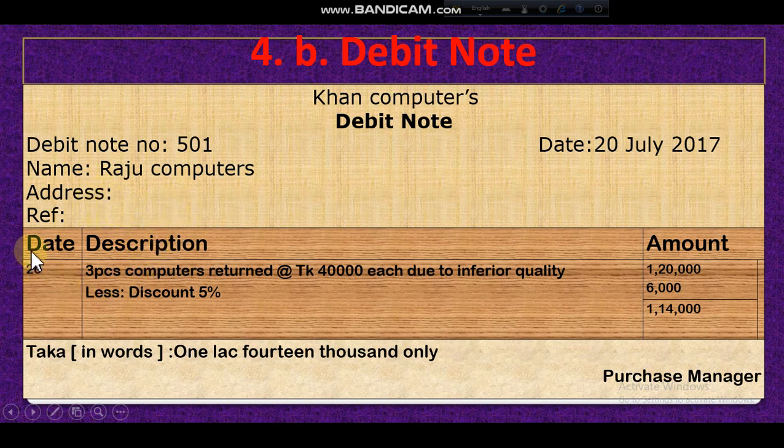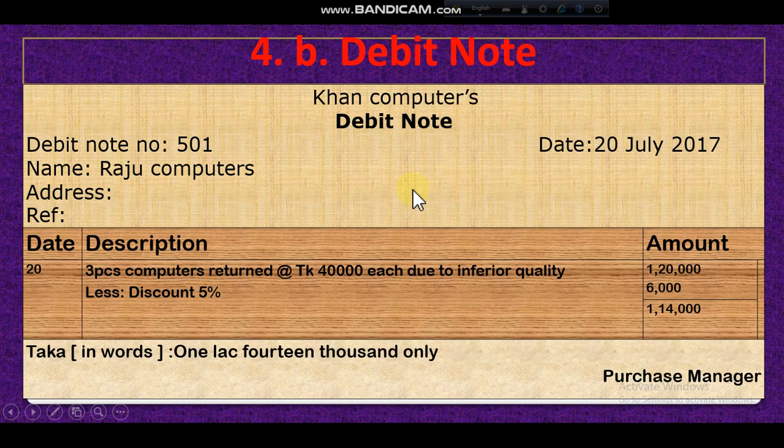Dear student, now date. Which date you return goods? For purchase return, we give debit note. 3 pieces computer returned to Raju Computer at the rate of 40,000 each. So price of these 3 computers, 3 into 40,000, it is 1,20,000. Less discount 5%. You know how to calculate the discount. 1,20,000 into 5 divided by 100, then it is 6,000. So total amount of return goods is 1,14,000 only, and the sign of purchase manager. It is a debit note.